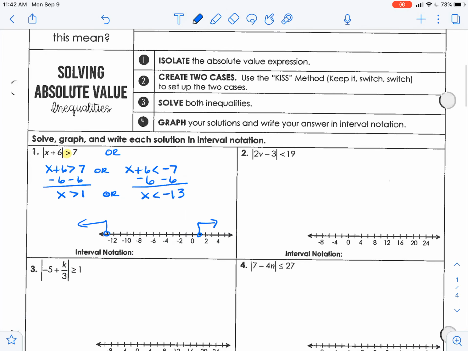Now I'm going to write my answer in interval notation, so it's going to go from negative infinity to negative 13, not negative 11, union with 1 to positive infinity. Okay, and so again, I could pick either set of answers and that would be true.